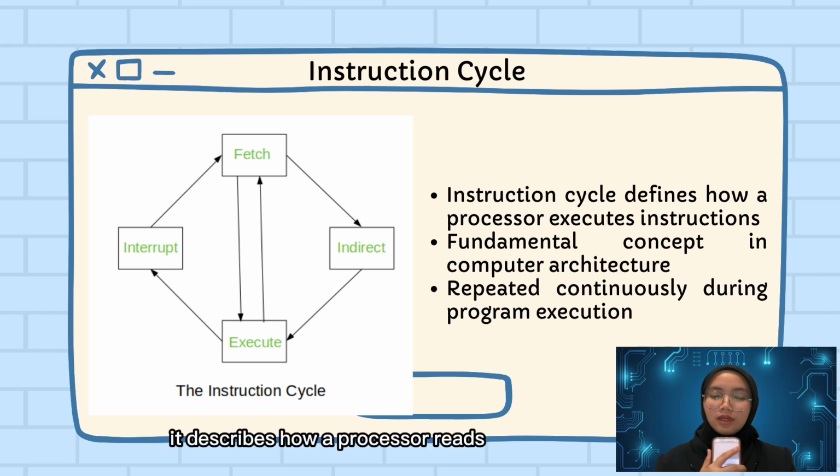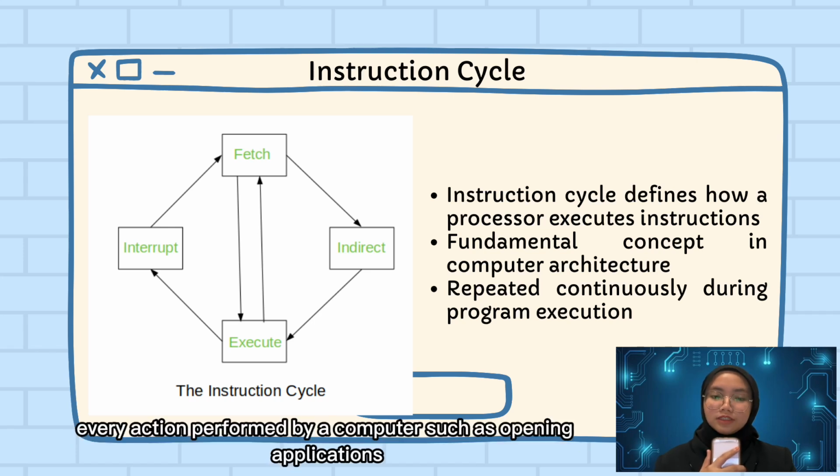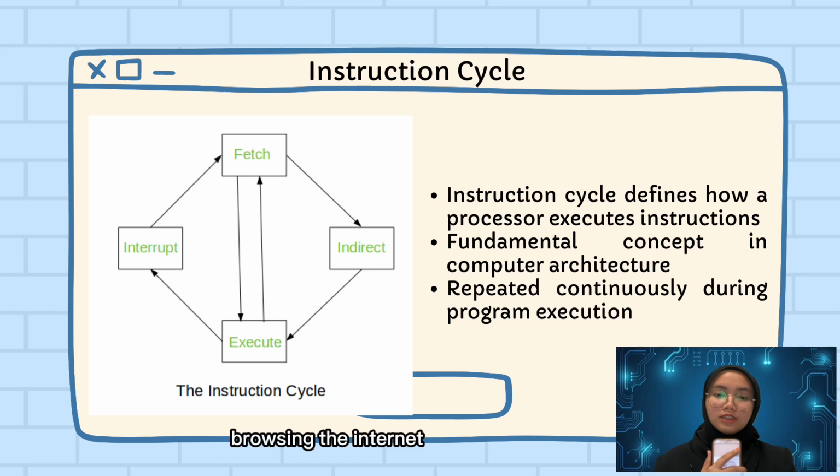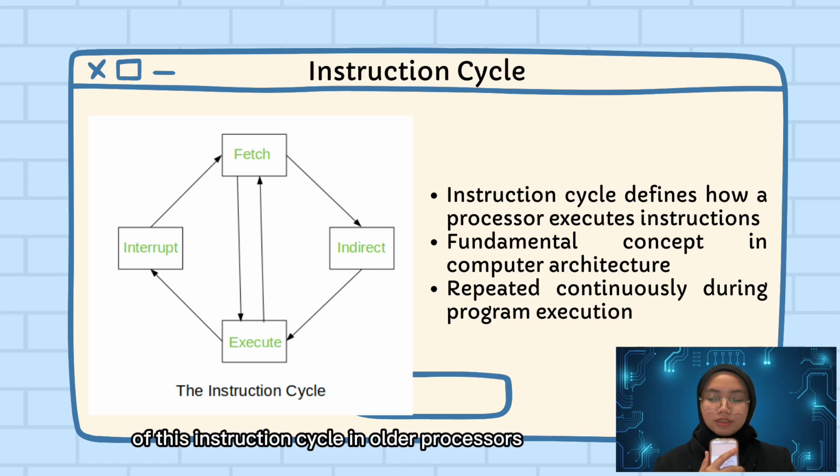The instruction cycle is one of the most important concepts in computer architecture and computer organization. It describes how a processor reads, understands, and executes instructions stored in memory. Every action performed by a computer, such as opening applications, browsing the internet, or displaying graphics, depends on the continuous repetition of this instruction cycle.